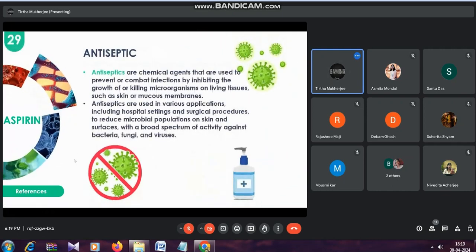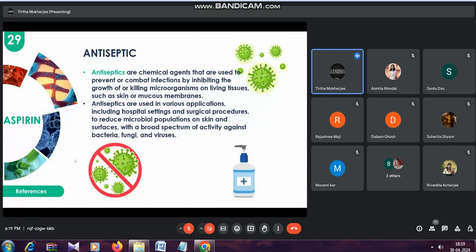Moving on to antiseptic. Antiseptics are chemicals that prevent or fight infections by stopping the growth or killing microorganisms on skins or mucous membranes. They are used in hospitals and surgeries to reduce bacteria, fungi, and viruses on surfaces and skins. The references.